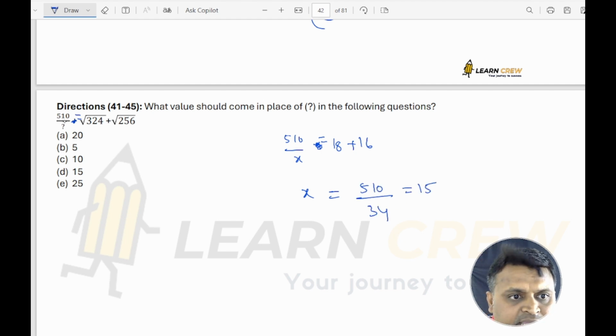Please correct it. It is not 510 by question mark plus. It is 510 by question mark is equal to the sum of these two. So the sum of these two is 34, and the answer is 15. Next.